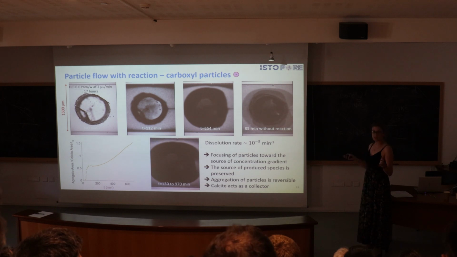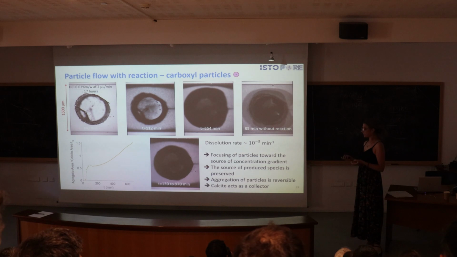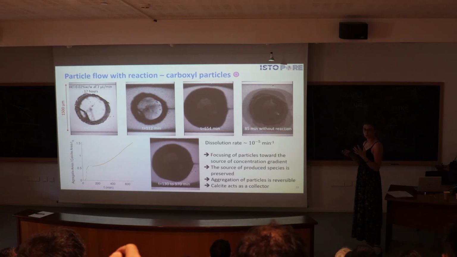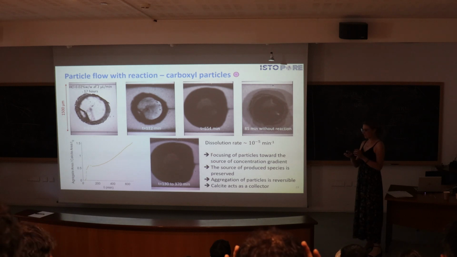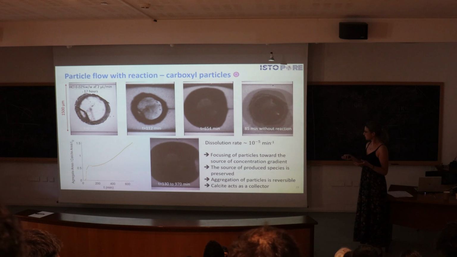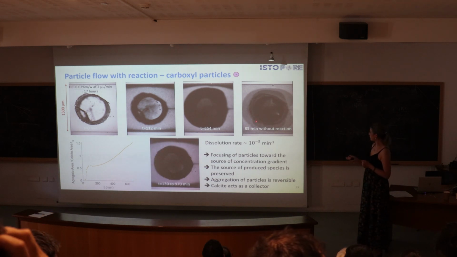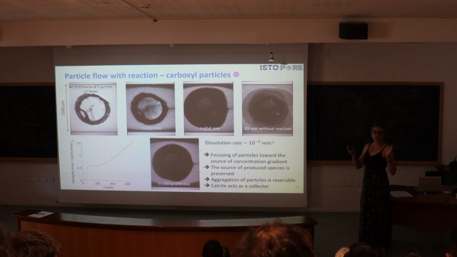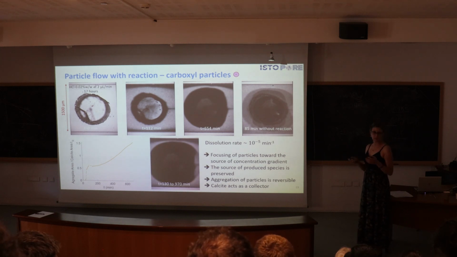So we see that particles are focusing towards this source of reaction, of concentration gradients. And also in this case, as long as we are injecting the particles, they continue to get aggregated to the calcite. So the source of concentration gradient is preserved. They form kind of a coarse layer of particles, and we still have some chemical reaction. And in this case, the aggregation of the particles is reversible. If we stop the reaction, most of the particles will get displaced again.